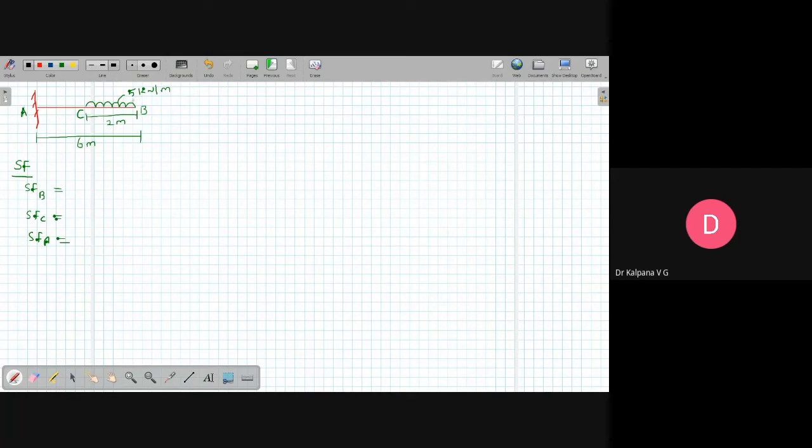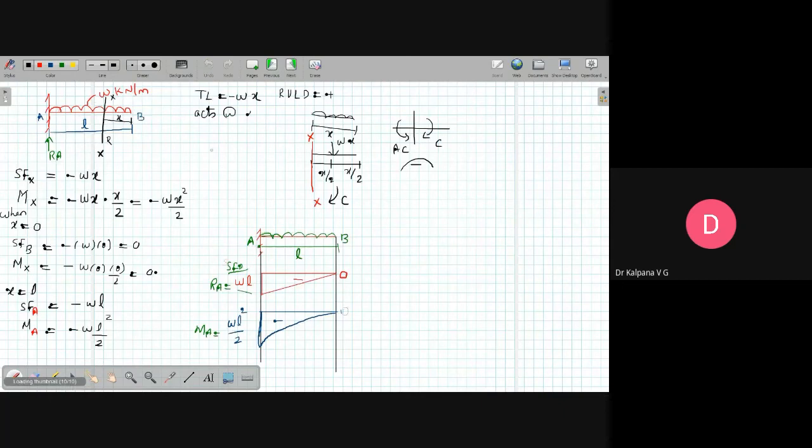So now the section is very close to point B. That is, if it is 2 meters of UDL, I'm considering 0.00001 like that. Whatever the distance may be, there will be some load, 5 kilonewton per meter into the distance, which gives you the shear force value. Whereas exactly at point B, the shear force is 0. That is what we have found in the previous part.